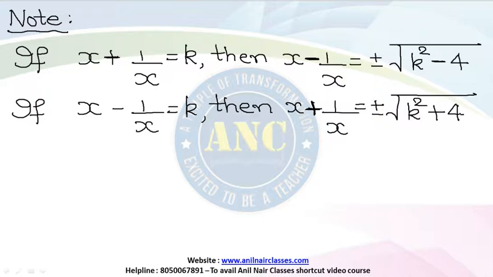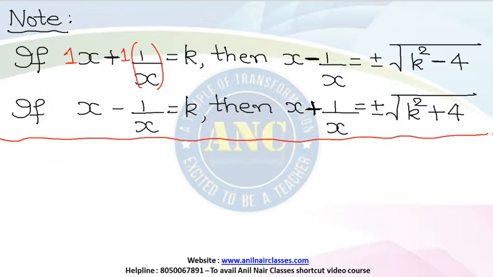Now if you observe this carefully, in these two conditions the coefficient of x is 1, and similarly the coefficient of 1 by x is also 1. But what if the coefficients of x and 1 by x are not equal to 1, but equal to some other value or values?